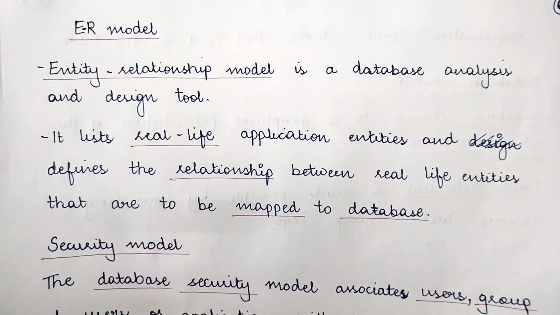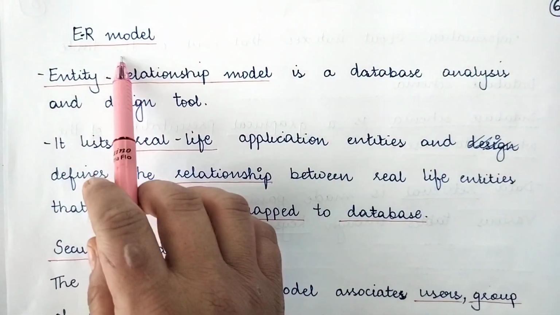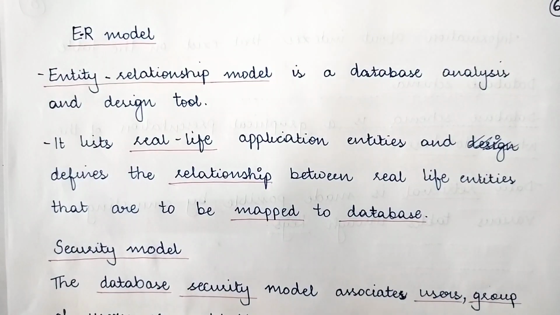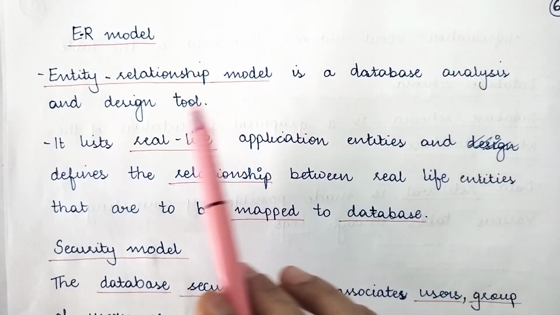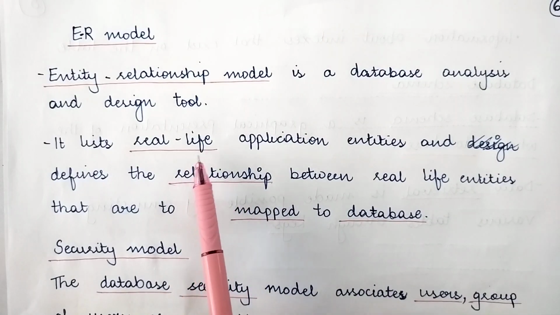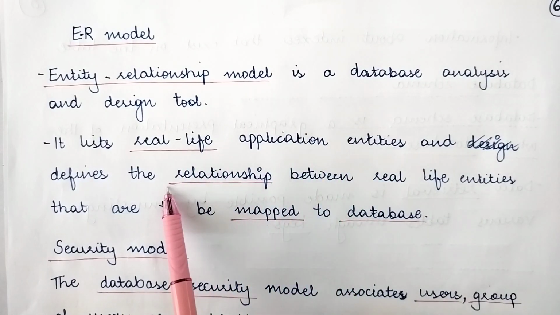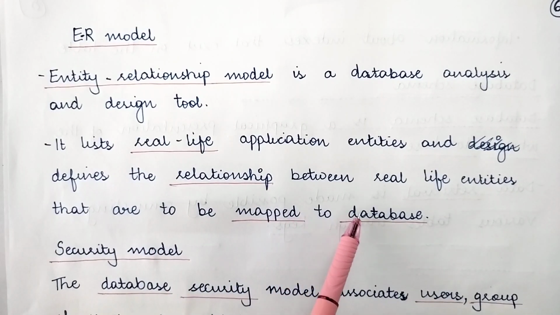Then the next design tool for the system design specification document is your ER model. The ER model, its full form is entity relationship model, and it is a database analysis and design tool. So basically it is a tool which is used for the analysis and design of databases. It lists out various real life application entities and defines the relationship between the real life entities that are to be mapped to the database.